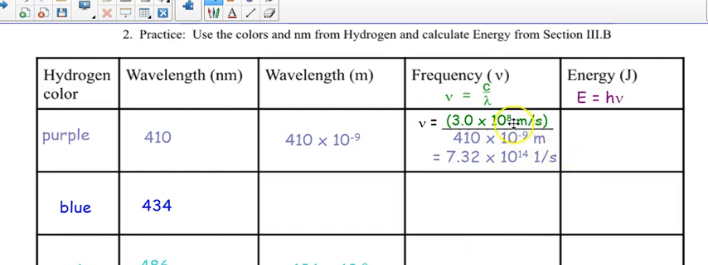Why is it 1 over second? Because your meters canceled out. So the only thing left was a second in the denominator. Well, now we're ready to do the next part.